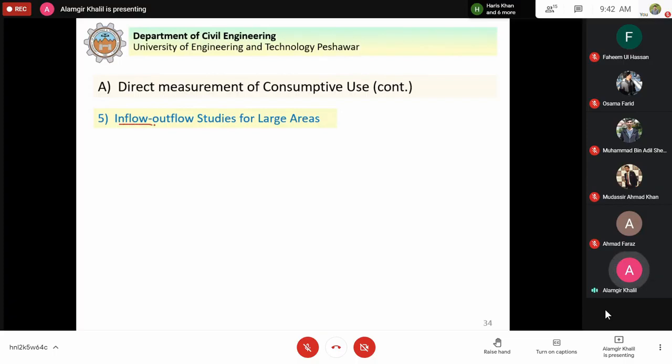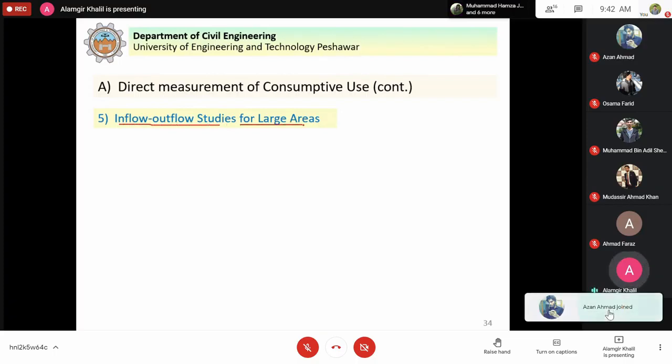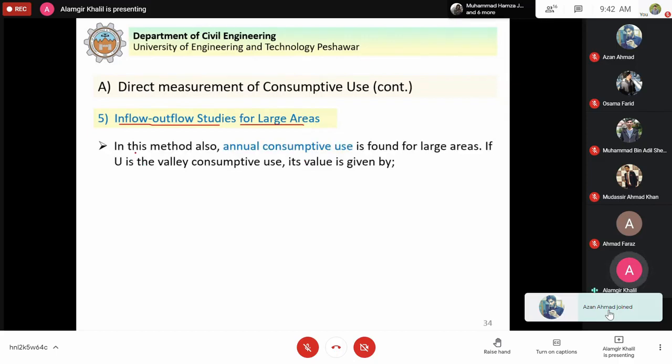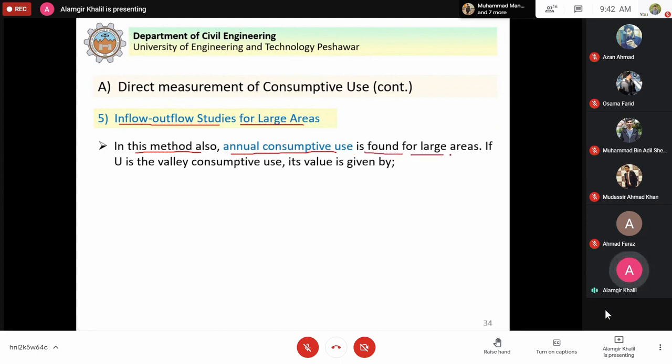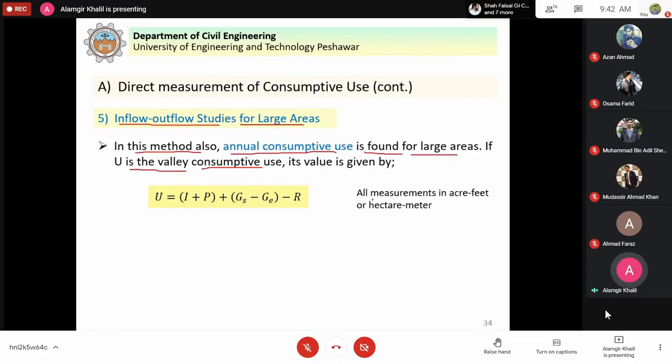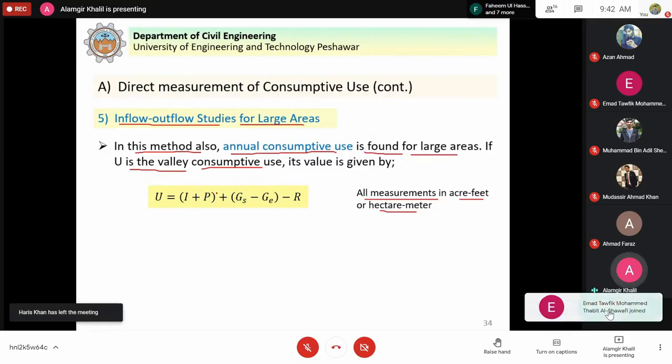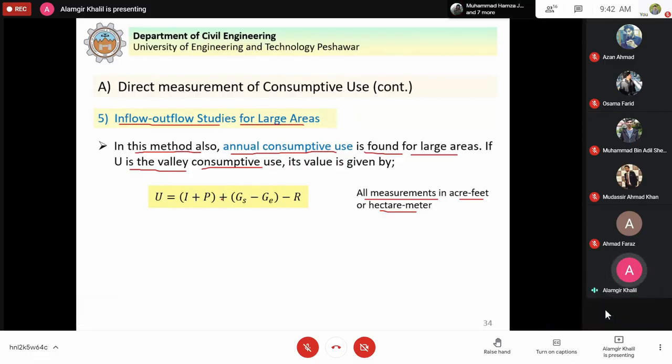The fifth method is inflow-outflow studies for large areas. So in this method also, annual consumptive use is found for large areas. If U is the valley consumptive use, it is given by this equation. Now in this equation, all the terms, all the measurements, will have the units of acre feet or hectare meter, because we simply add or subtract the different terms. So they must have the same units in order to add or subtract these quantities.